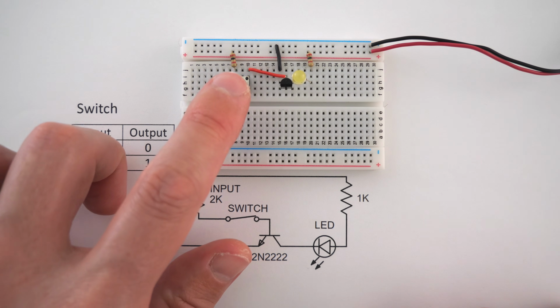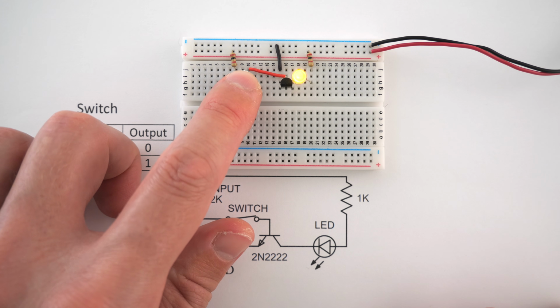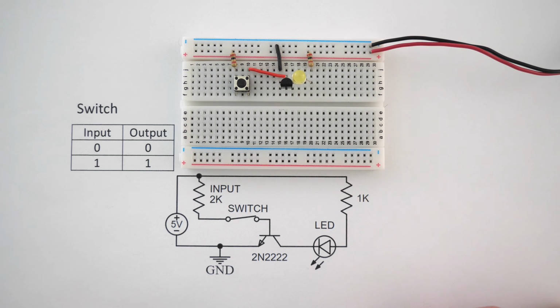Let's see if the circuit works. Whenever we press the button, the LED turns on. Whenever we release the button, the LED turns off. So how exactly is the circuit working?